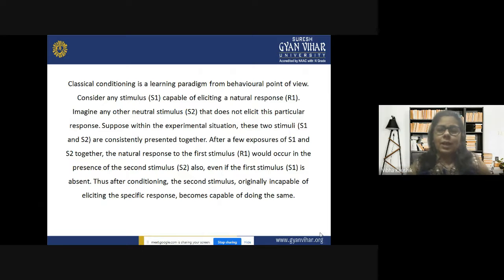Now, what he is trying to say is that in the experimental condition, S1 and S2 are simultaneously presented. And what happens? This individual elicits a natural response, R1. But after some time, S1 is taken out and only the second stimulus, the neutral stimulus, is presented before the organism. And now what happened? The organism elicits the natural response, that is R1. Means in the absence of S1 also, the individual is eliciting the natural response R1.